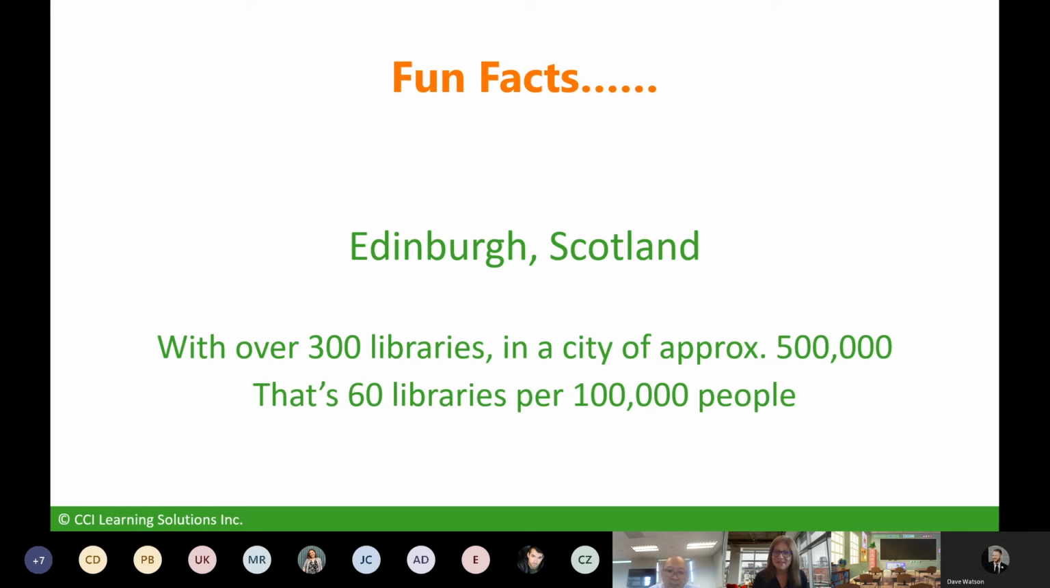So that means it has an abundance of resources available for that city. I found that quite interesting. I see some of the other answers in the chat. I see Washington, D.C., I see New York, I see London. Excellent guesses. But Edinburgh, Scotland, which is a relatively small country with only 5 or 6 million people, and yet in a city of 500,000 people has over 300 libraries. I found that quite fascinating.